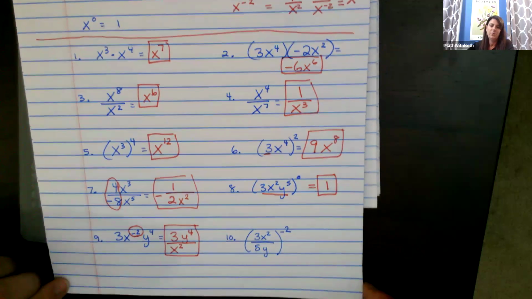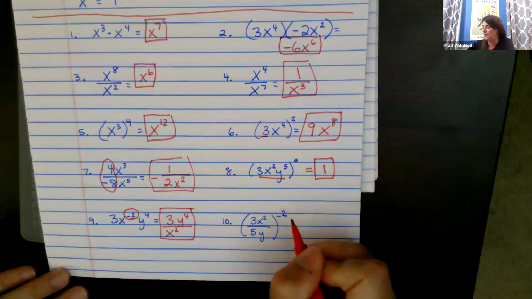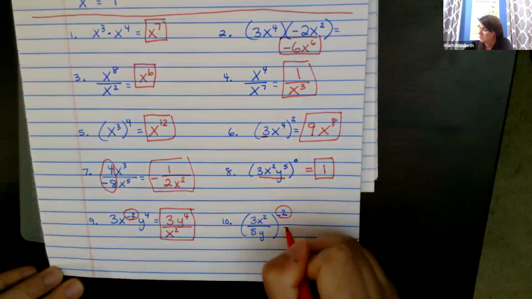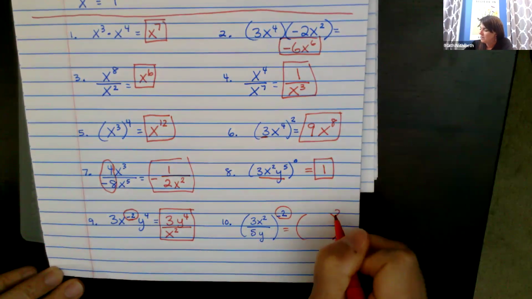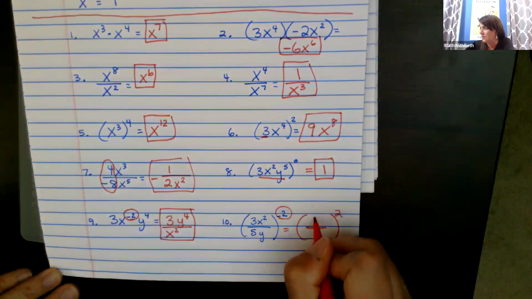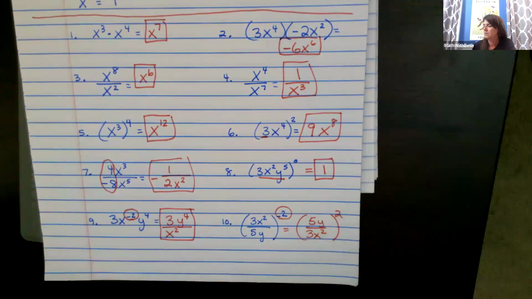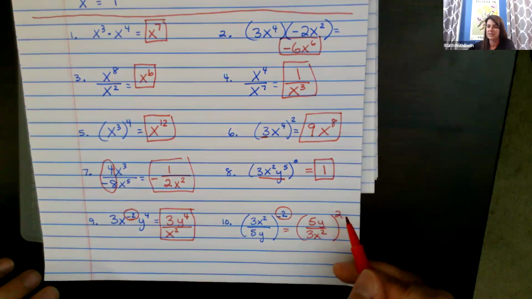And then finally, I threw a pretty tricky one on here. All of this stuff is being raised to a negative power. So the first thing I'm going to do is change that negative power to a positive power, which means I'm going to flip everything. So now I just treat it as if it was all of this raised to the second.